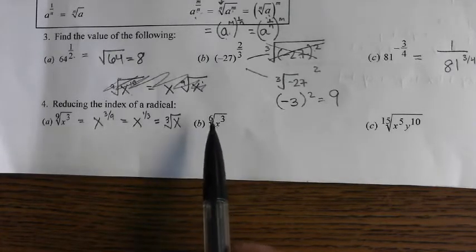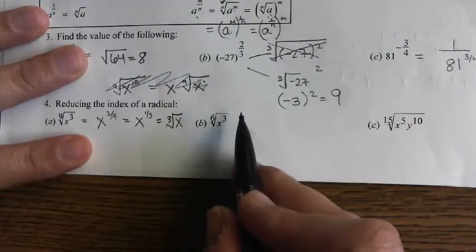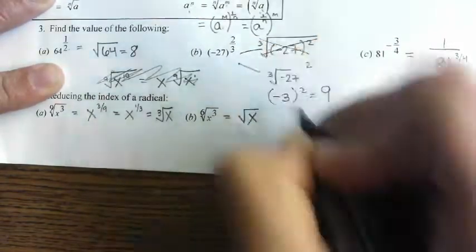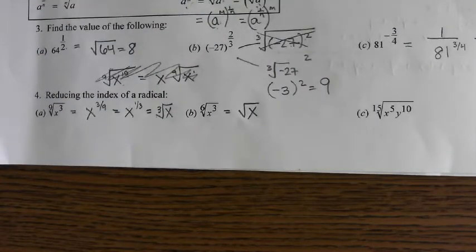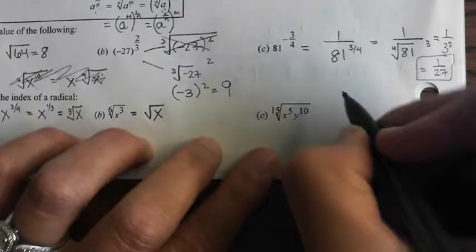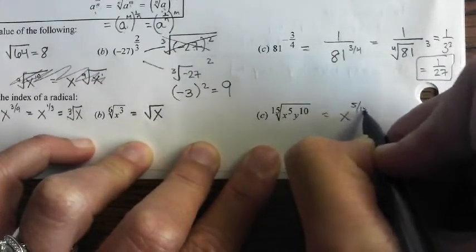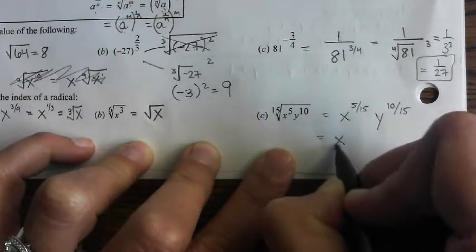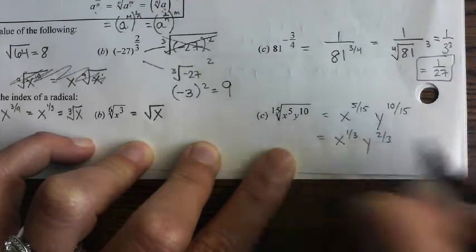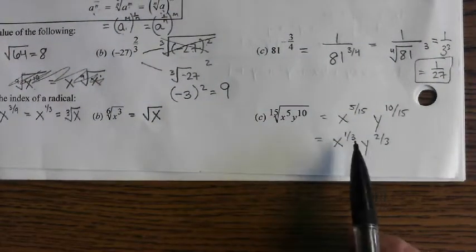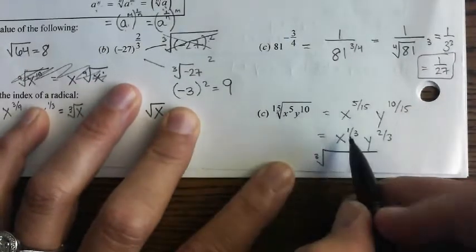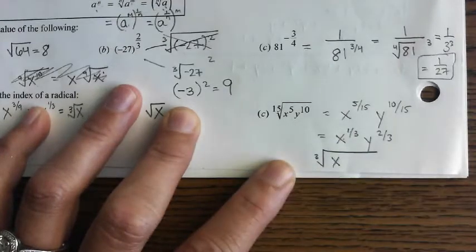And you may begin to just visualize this. This is going to be 3/6, and 3/6 is going to reduce to 1/2, and so that's just going to be the square root of x. And so on the last one, initially this is x to the 5/15, y to the 10/15, and we'd reduce x to the 1/3, y to the 2/3. And as long as those denominators are still the same, we can overall write this as the cubed root of x to the first, we don't really need the first, and y squared.